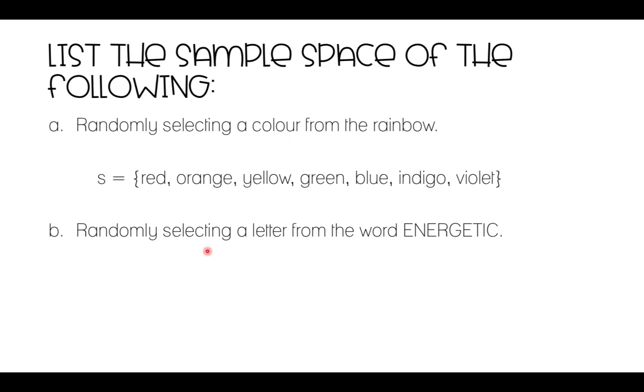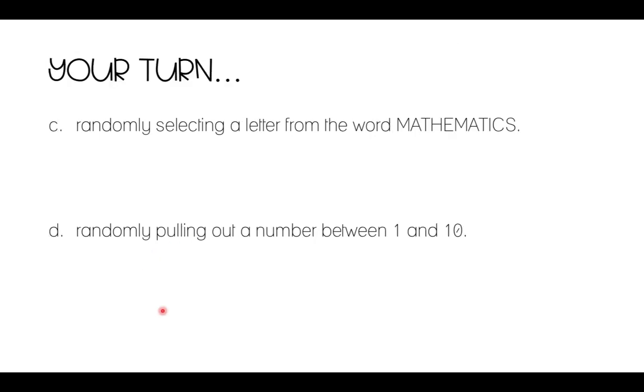Randomly selecting a letter from the word energetic. Now these are different. When you're talking about an event occurring and the sample space, we only count each one once. So see how we've got 3 E's here? We wouldn't write E out 3 times. We just write it once because there's only 1 E. There's 3 E's that could occur, but there's only the one in our sample space. We don't need to list all of them. So we get the sample space equals E, N, R, G, T, I, and C. So we don't repeat any of the letters.